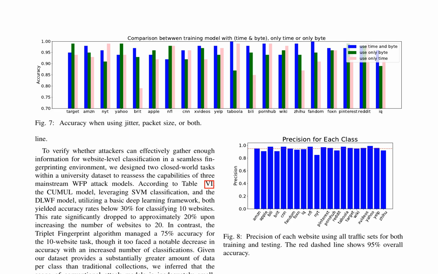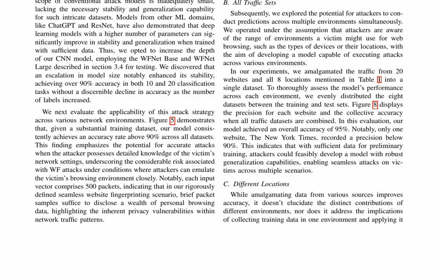To address these limitations, deeper CNN models, specifically WF-Net Base and WF-Net Large, were employed, significantly enhancing stability and achieving over 90% accuracy in both 10 and 20 classification tasks without a noticeable decline in accuracy as the number of labels increased. The applicability of this attack strategy across different network environments was also assessed.